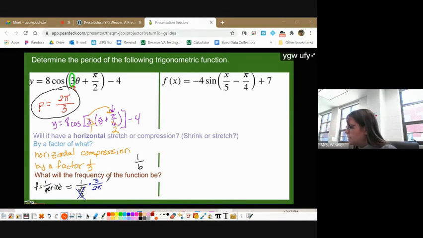And because you're multiplying by 1, it'll just end up being 3 over 2 pi, okay? So when you see 1 over something, that just means it wants the reciprocal. It just wants you to flip the fraction, okay? So my frequency is 3 over 2 pi.